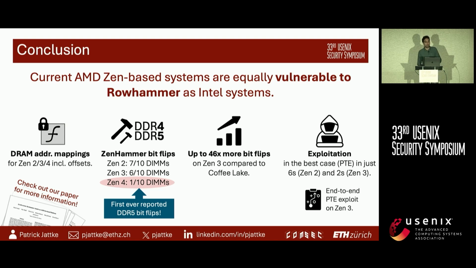And in the best case, we only need 6 seconds on Zen 2 and 2 seconds on Zen 3 to mount the PTE attack. And we also reproduced the PTE exploit end-to-end on Zen 3 to show how the changed DRAM address functions affect it.